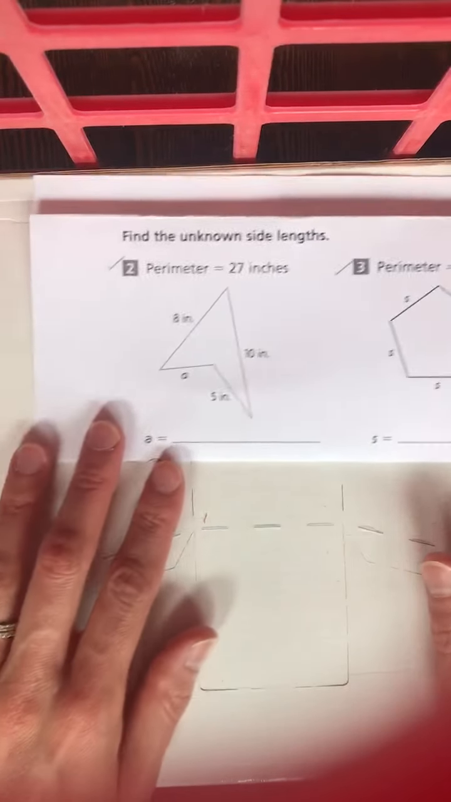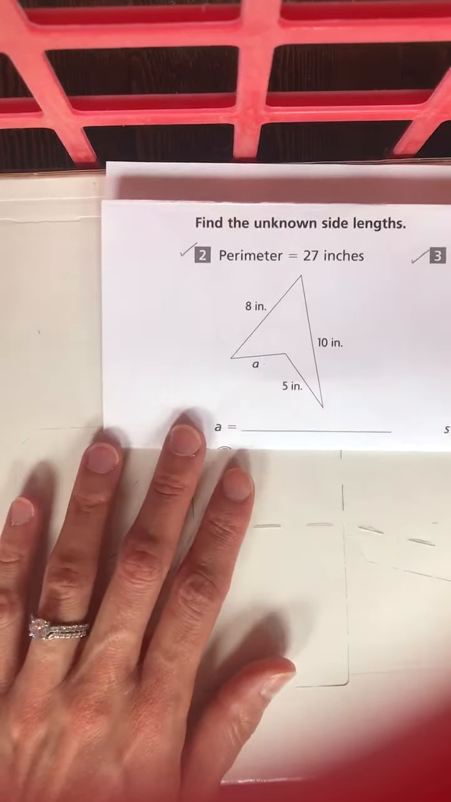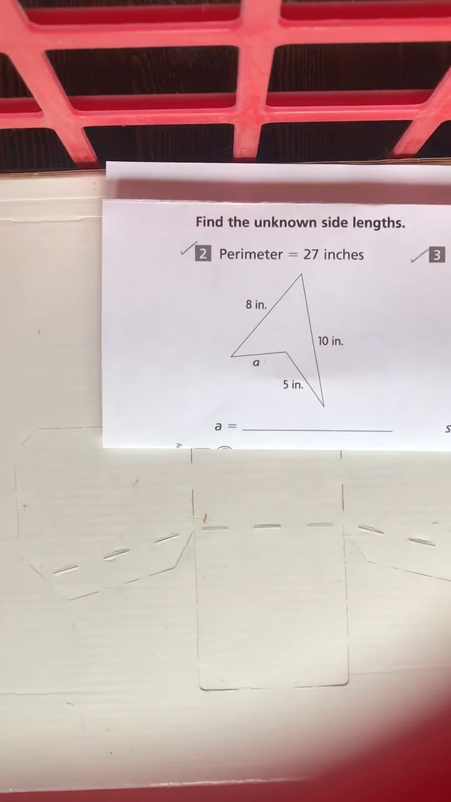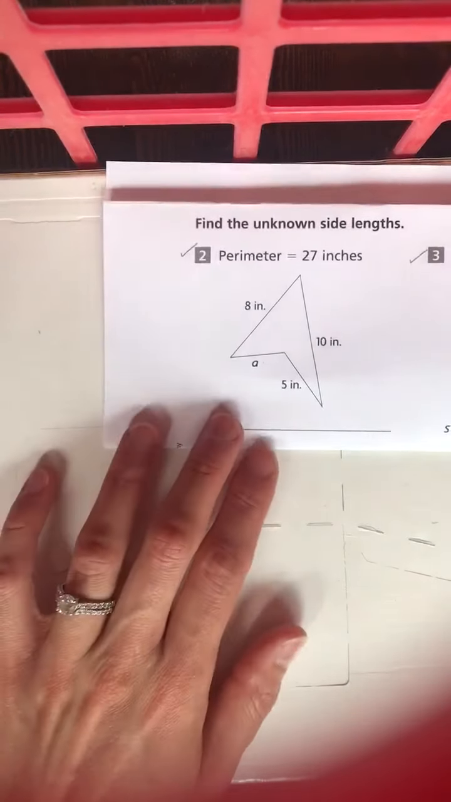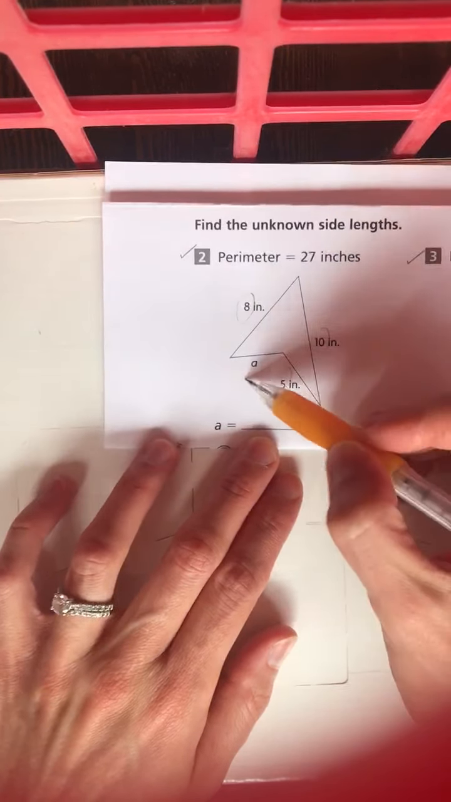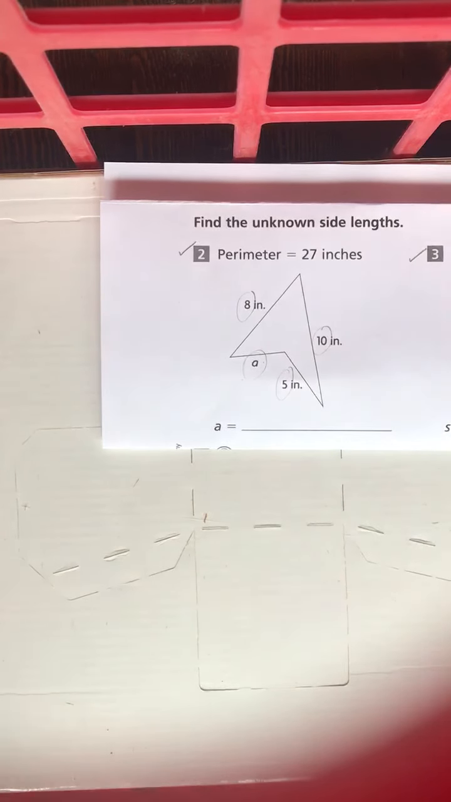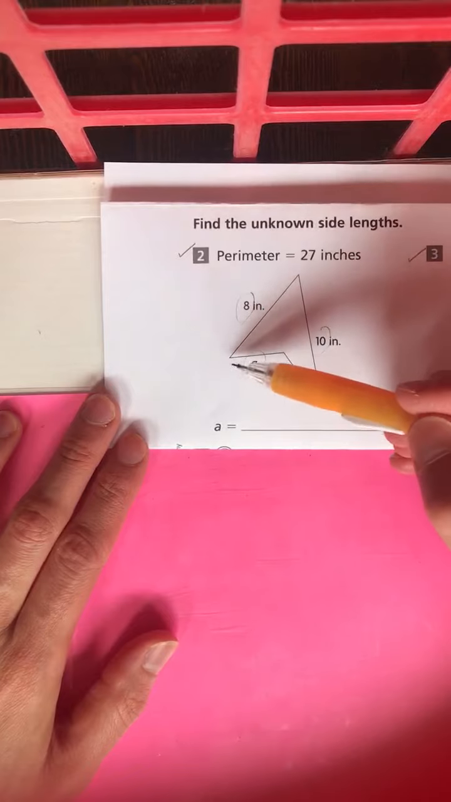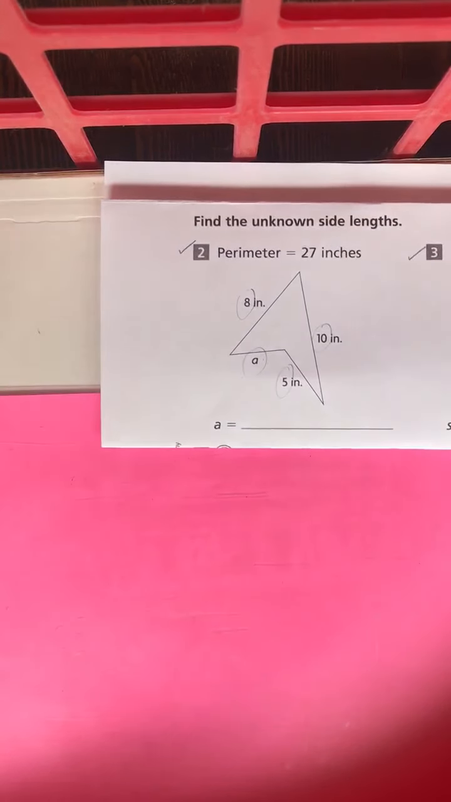Let's take a look at number 2 together. I'm just going to fold my paper. Sorry about that, guys. Okay, so let's take a look at number 2. Number 2 says, find the unknown side lengths. So, we know that this side is 8 inches, this side is 10 inches, and this side is 5 inches, and we don't know this side. We also know that the perimeter, or the distance around the whole shape, is 27 inches.